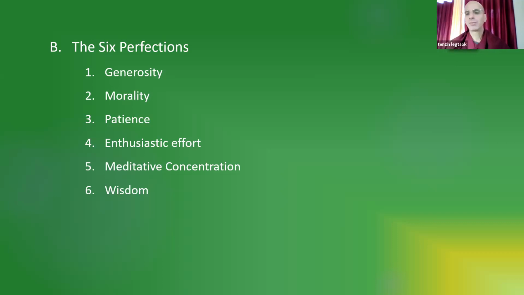So the actual six perfections only exist in the mind of a Buddha. The actual six perfections only exist in the mind of a Buddha. But a bodhisattva who has uncontrived bodhicitta engages in the trainings of the six perfections.